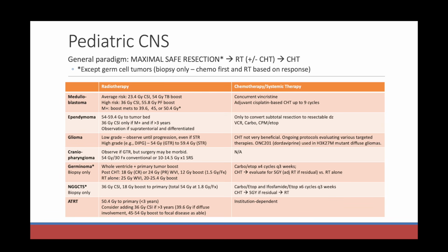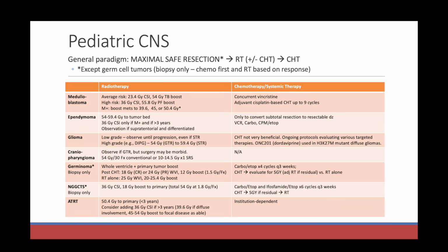That brings us to the germ cell tumors. Germ cell tumors, remember, are unique because they don't require surgery. We typically get a biopsy alone, and then we do chemo first. If they have residual, they can get surgery, or they can just get radiation alone. Or if they get surgery, then they get adjuvant radiation. So germinoma is unique because we actually give whole ventricular radiation for the germinomas. And then for the non-germinomatous germ cell tumors, we give CSI. So similar to medulloblastoma, we give CSI for the non-germinomatous germ cell tumors.